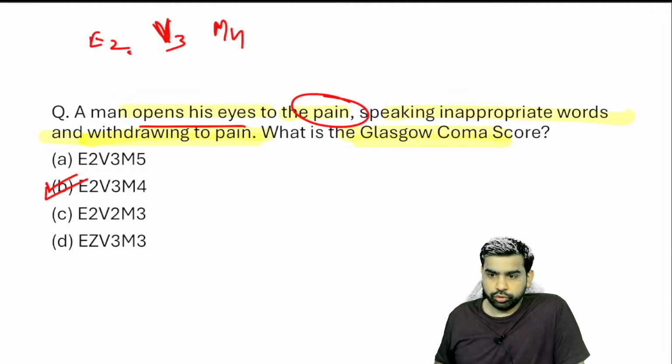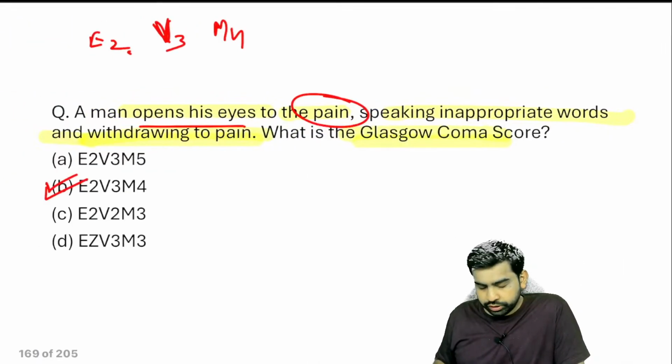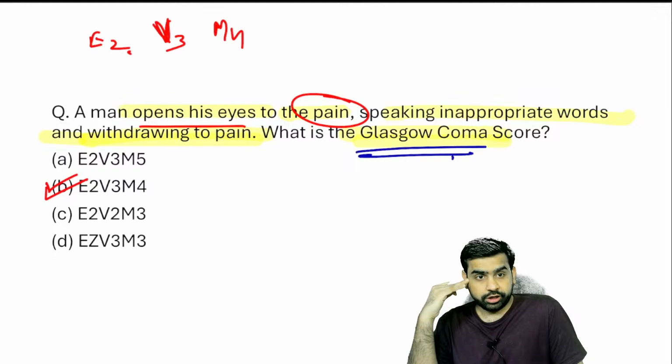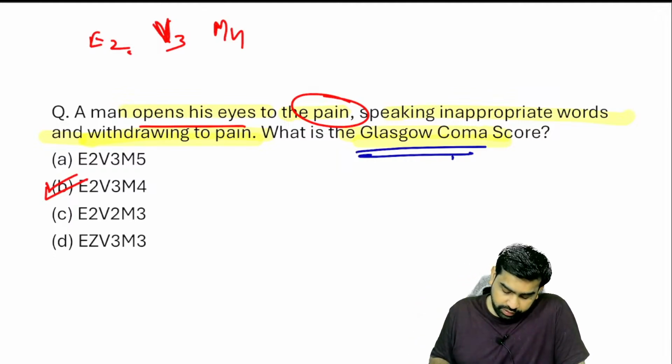Okay, understood. Now this is again a very important topic, so I'll not write it because I'm pretty sure that you would have reread this so many times. I'll just quickly revise it for you guys. So what is this? We have a GCS, that is the Glasgow Coma Scale. This is basically used to look at the mental status of the patient. In this we have an eye-opening response, a verbal response, and a motor response.